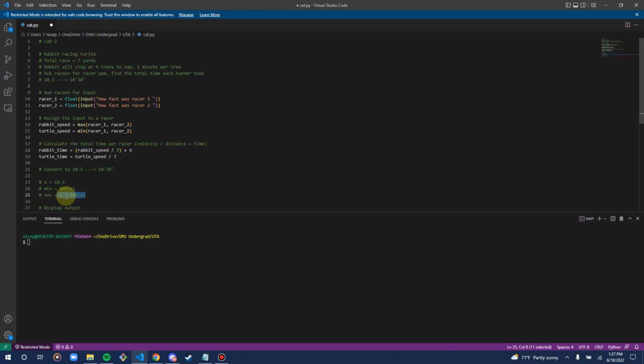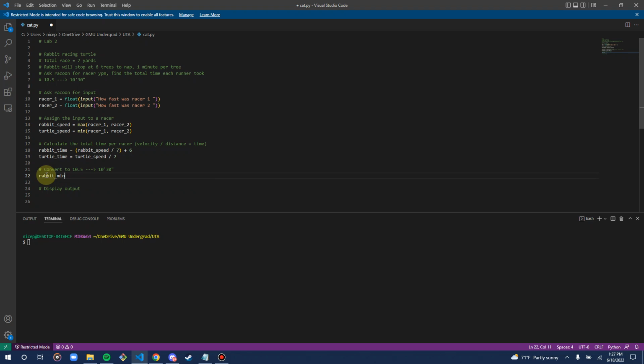But after we do that, that 0.5 isn't how many seconds it was. To convert that time to seconds, all we need to do is multiply it by 60. So that is going to give us that 30. So now I'm going to replicate this for both the rabbit and the turtle time. So let's first get the rabbit out of the way.